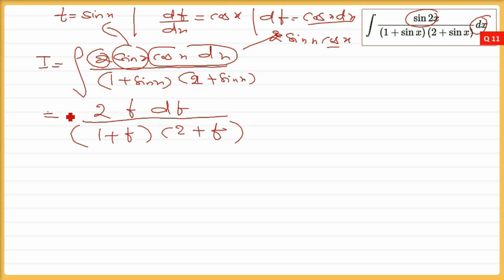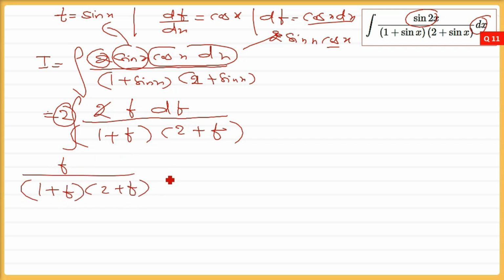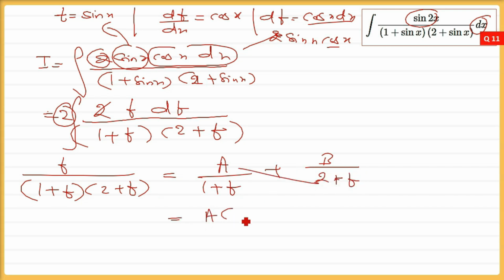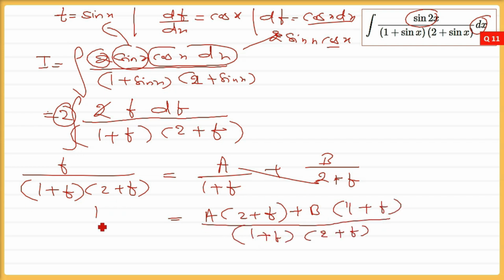For that, if you take 2 outside, this is what we have to integrate, and we'll use the partial fraction for the same. So t divided by 1 plus t into 2 plus t, that has to be equated with, because two factors are there, we'll use A and B, capital A and B. A divided by 1 plus t, B divided by 2 plus t. A multiplied by 2 plus t plus B multiplied by 1 plus t. The denominator will give you 1 plus t into 2 plus t. Left hand side becomes t divided by 1 plus t and 2 plus t.